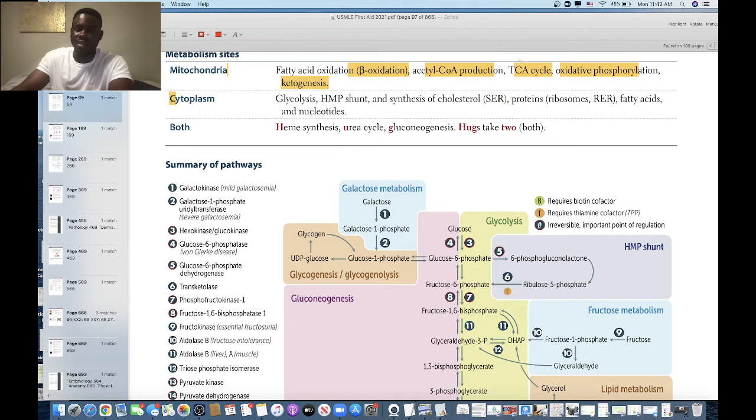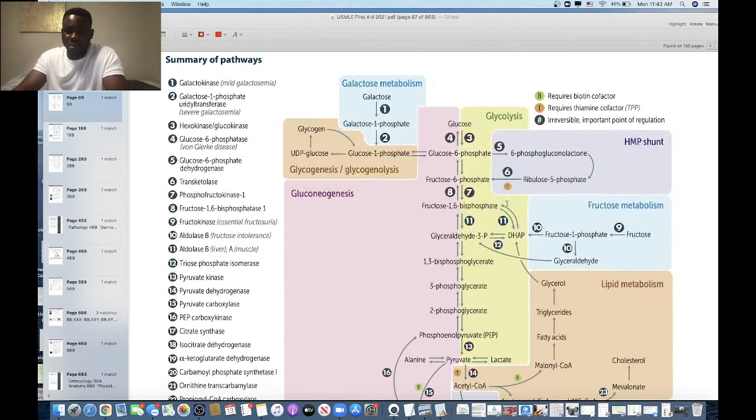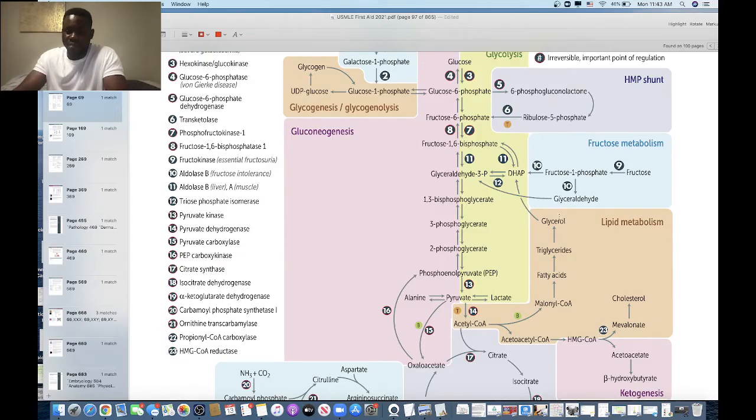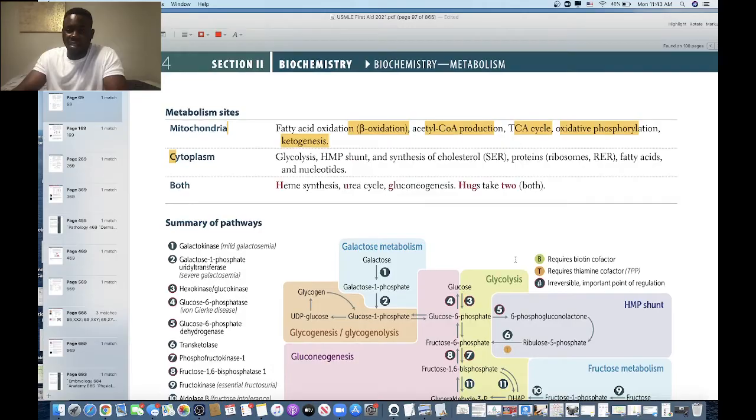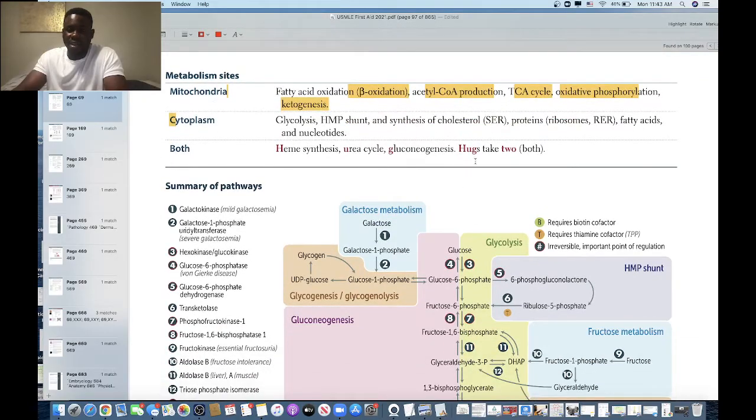All these are high yield points. They like to test all of them randomly. A lot of stuff about fatty acid occurs in the mitochondria. So beta oxidation of fatty acids, mitochondria. Ketogenesis, ketone bodies, we use fatty acid to make it. Then look at acetyl CoA production. Acetyl CoA can be used to make fatty acid, right? So it also occurs in the mitochondria. TCA cycle, we know that, right? It occurs in the mitochondria.